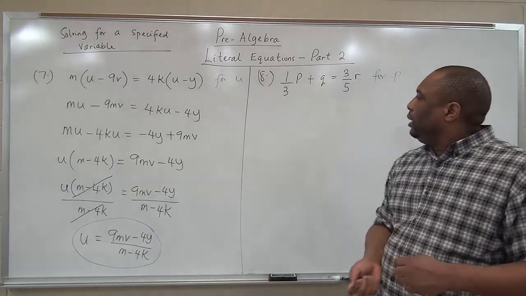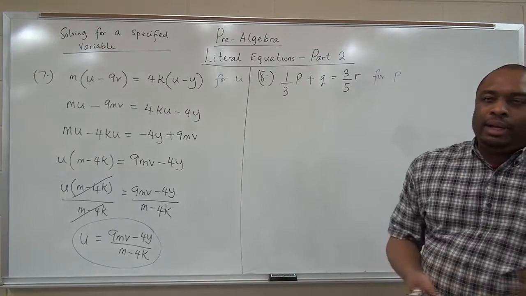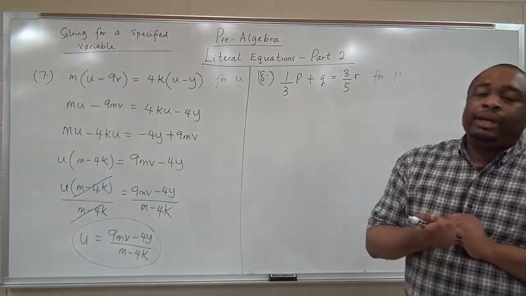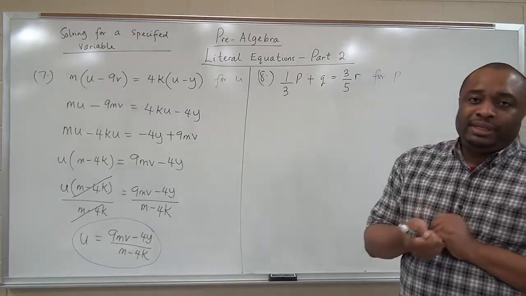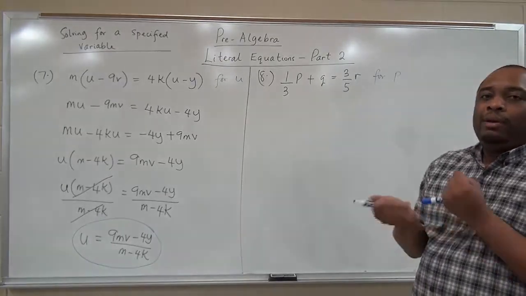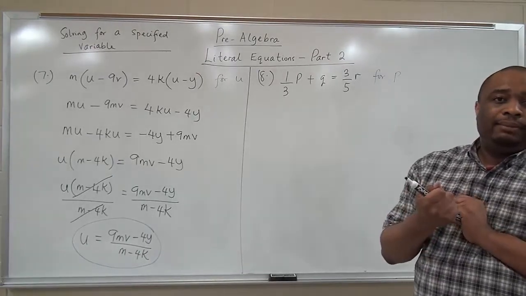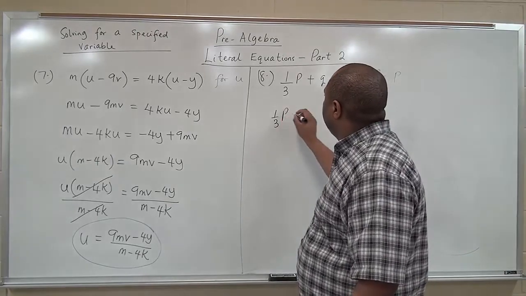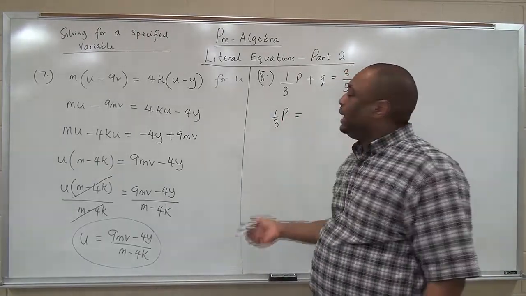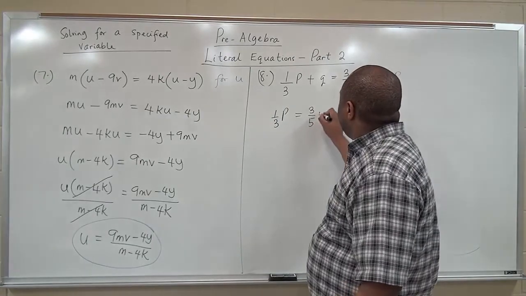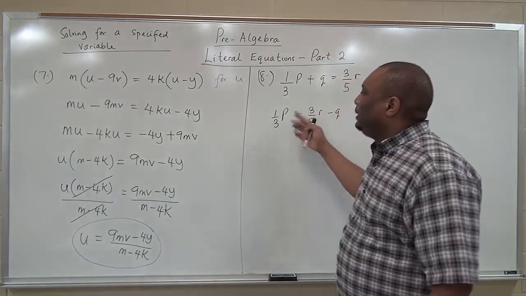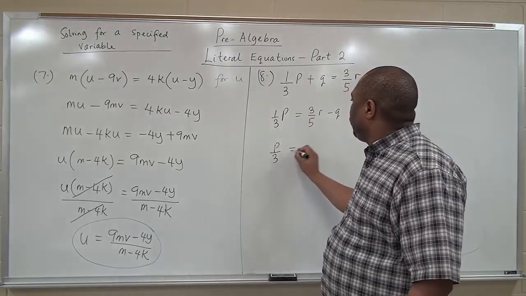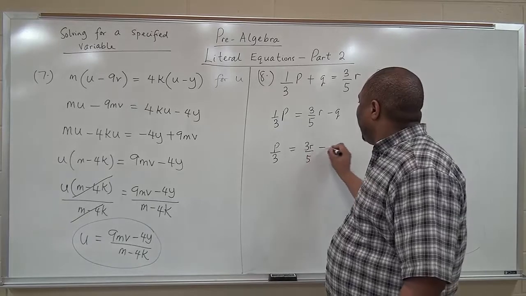We have several ways we can do it. We can go ahead and subtract q from both sides first, and then multiply everything by the LCD. So we can do this: 1 over 3 times p equals, you subtract q from both sides, 3 over 5 times r minus q. This is like saying p over 3 equal to 3r over 5 minus q.